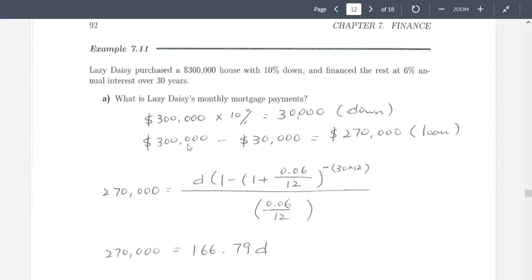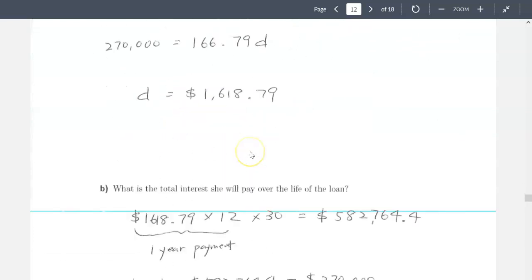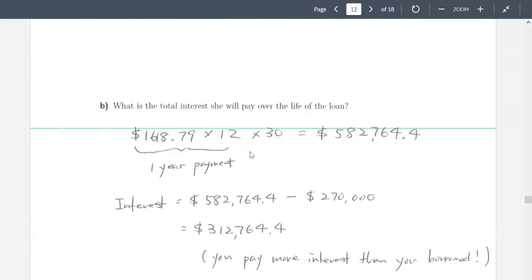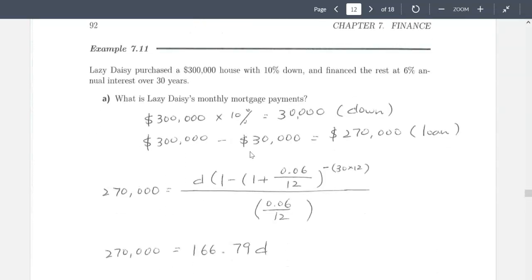Now we have a mortgage example. If you want to purchase a house for $300,000 with 10% down, and finance the rest at 6% annual interest over 30 years. Very typical. The first thing is we need to figure out the mortgage and the down payment. We're going to talk about this one in the next video, so we can break it down in detail.